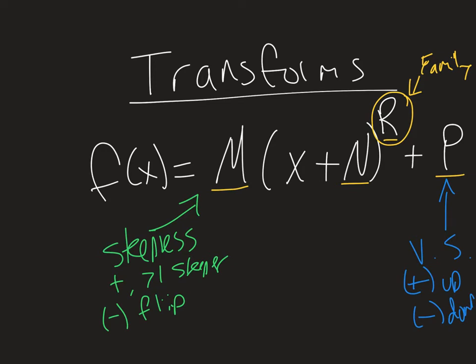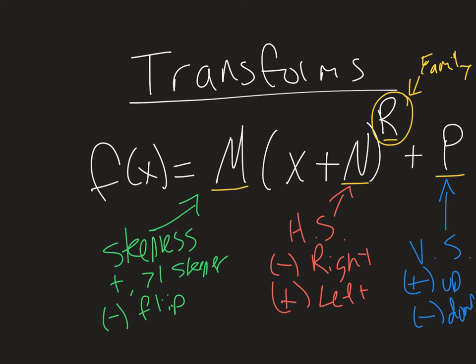And then N. This is your horizontal shift, meaning it moves left or right. And this one is backwards. It's counterintuitive. Negative is going to move it right, and positive is going to move it left. So this might look a little strange. We're going to do an example to kind of put it into context.